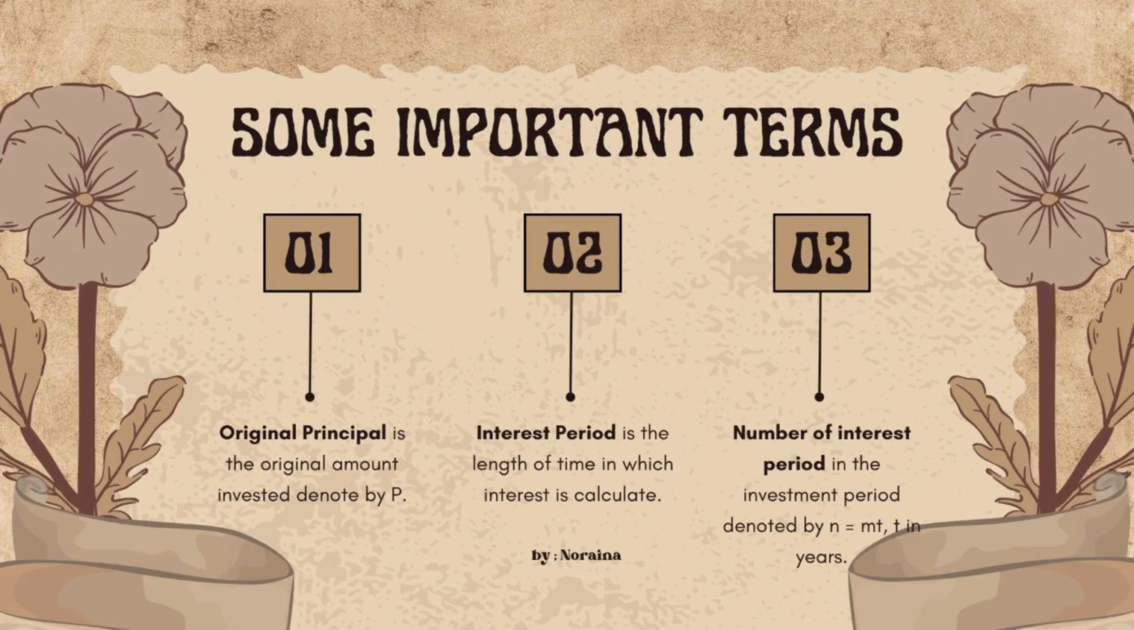There are some important terms. 1. Original principal is the original amount invested, denoted by P. 2. Interest period is the length of time in which interest is calculated. 3. Number of interest periods in the investment period, denoted by N equal MT, T in years.